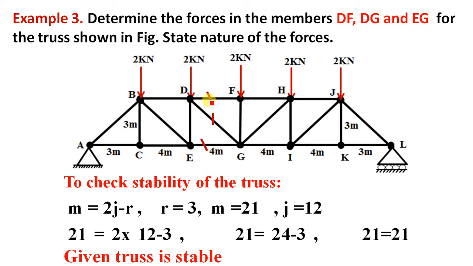So these are your DF, DG and EG. We have to find out the forces in these members, so we have to section over here. First step, check the stability of the truss.